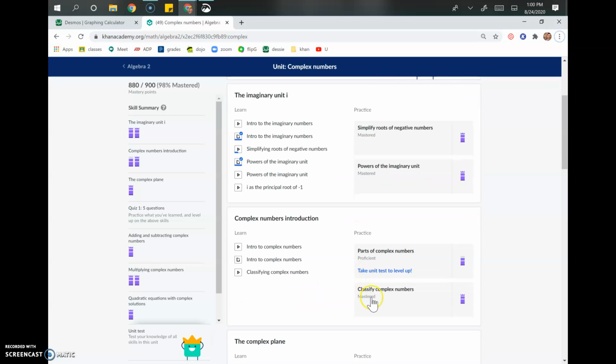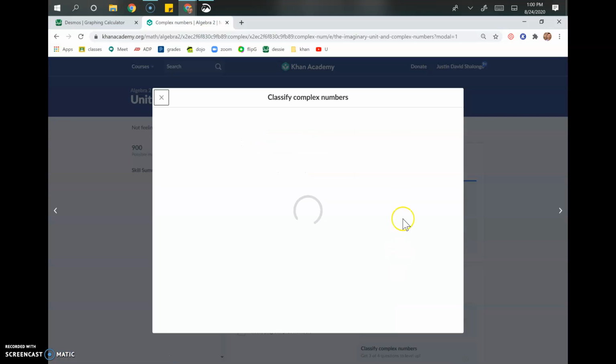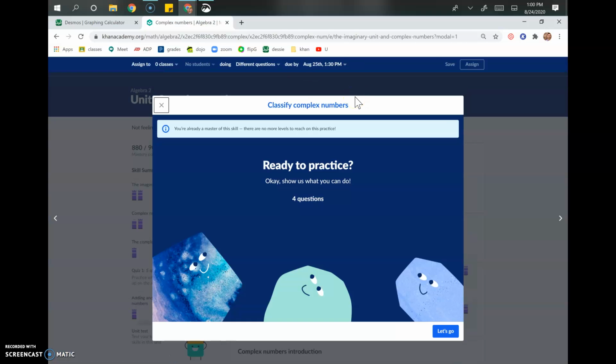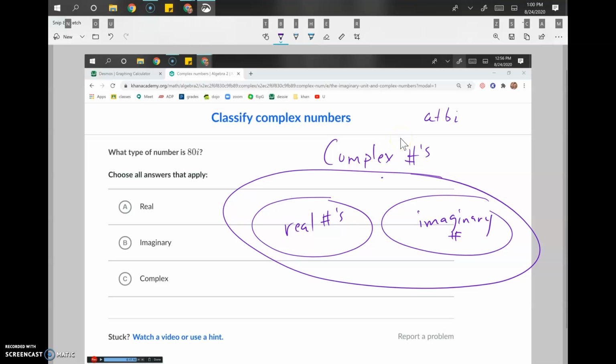Today we're in the Algebra 2 unit on complex numbers. We're going over classifying complex numbers, so let's just get into Q1. Boom, here we are, Q1.